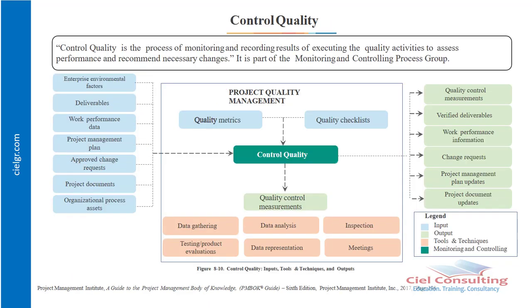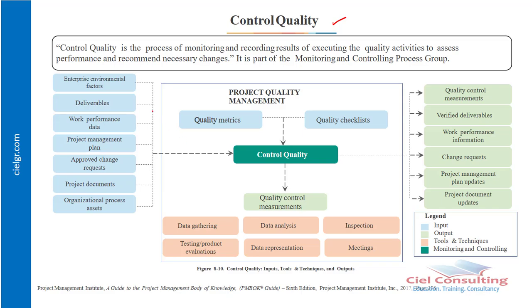So the final process is what we now refer to as the control quality process. This is the process of monitoring and recording results of executing the quality activities to assess performance and recommend necessary changes. So it is part of the monitoring and controlling process group. The control quality basically is where we now track our product and ensure that our product meets our expectations. That's what we refer to as the control quality process.